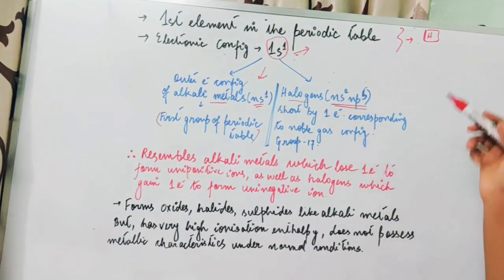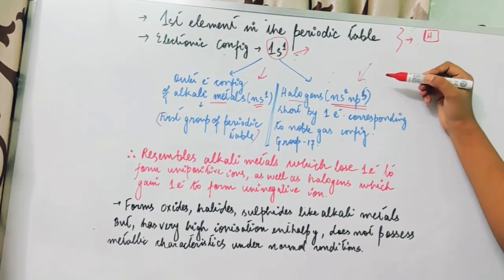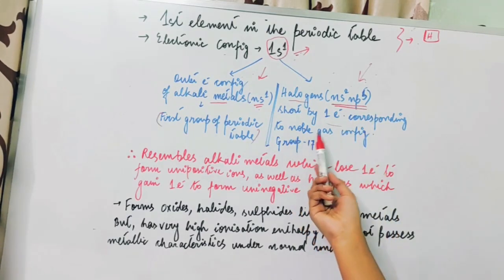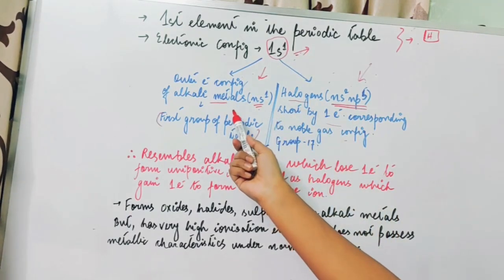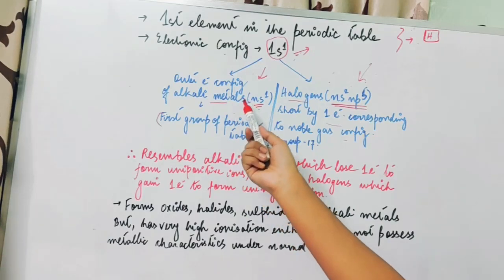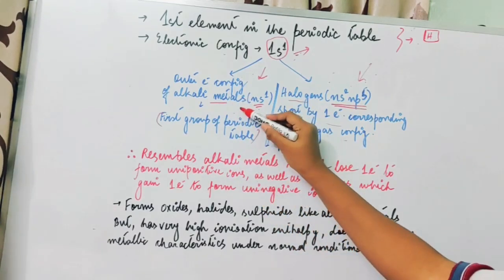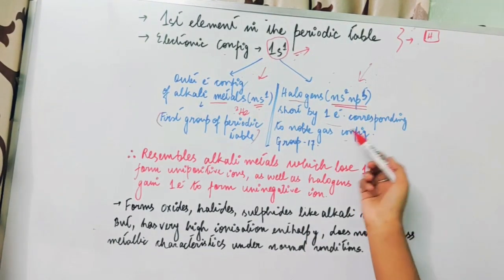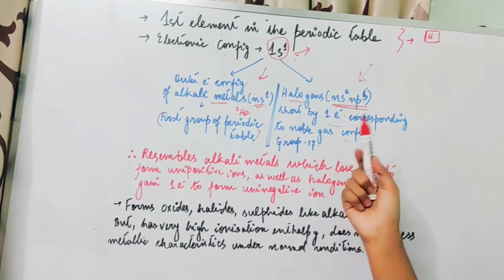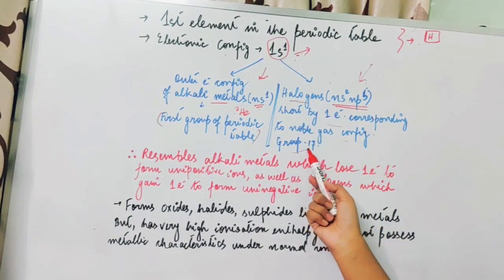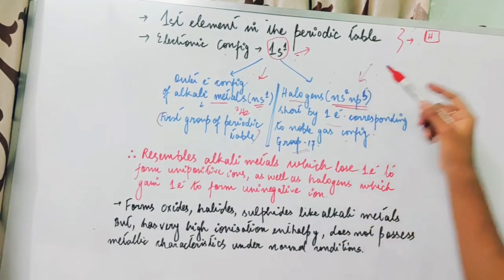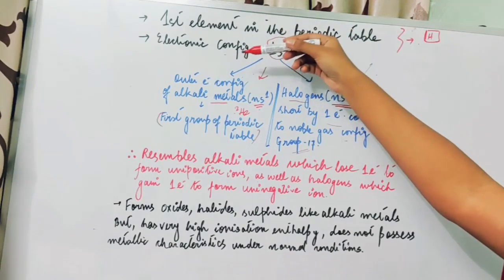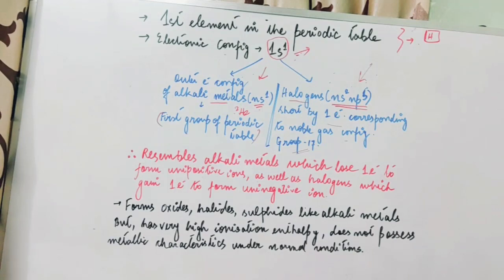Similarly, for halogens, the electronic configuration is ns2np5. It is short by one electron corresponding to the noble gas configuration. Hydrogen is also short by one electron corresponding to the noble gas configuration of helium, 1s2. Halogens are short by one electron corresponding to the noble gas configuration other than helium, and these are placed in group 17. So according to this, hydrogen should be placed in group 17, and according to the other, hydrogen should be placed in group number 1 of the periodic table.